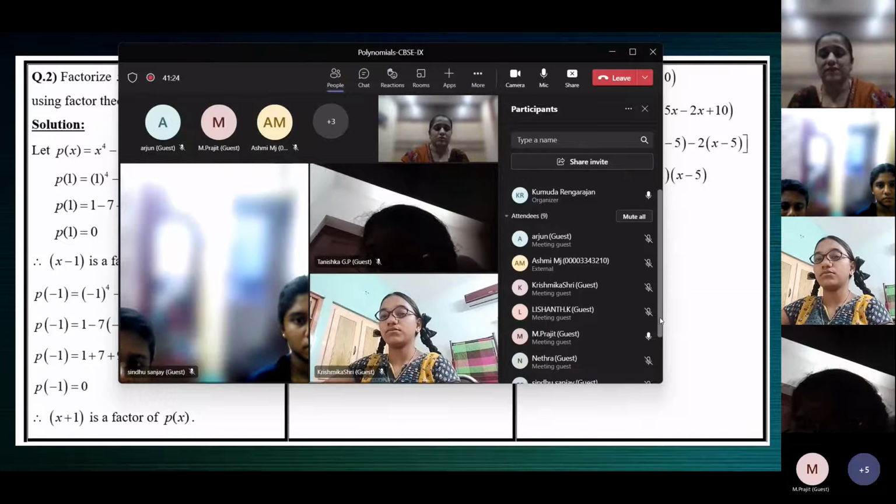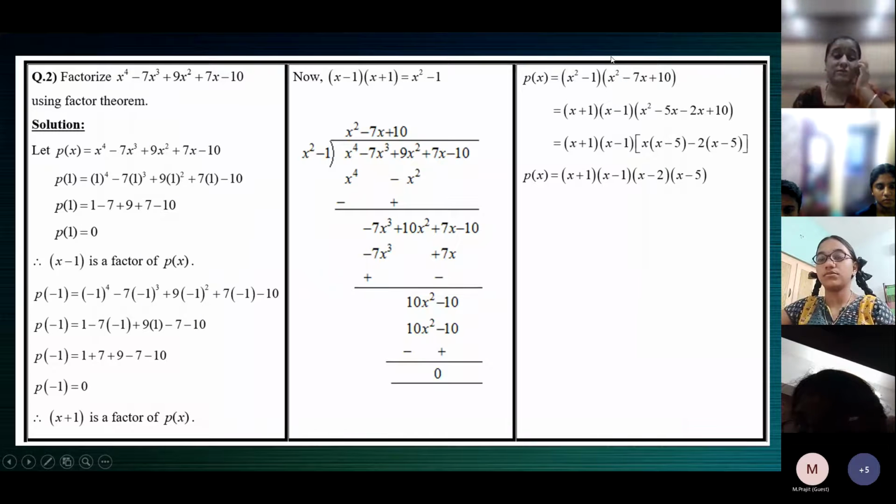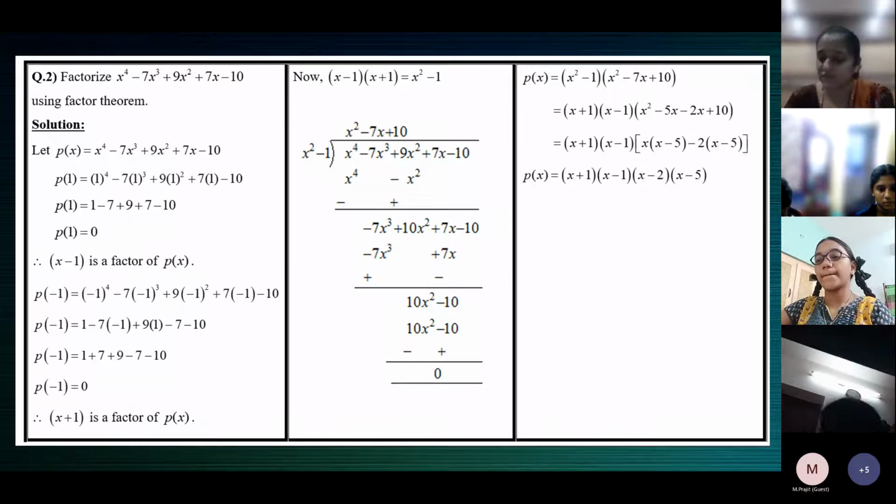So this is how you multiply when you cannot use any identity. First term, second bracket, second term, second bracket. Now, after getting the quadratic factor, perform the long division. Do the long division, and then we'll do the long division again.